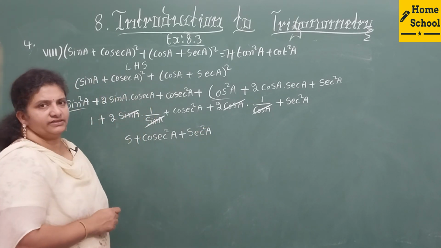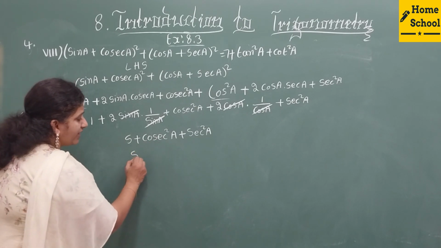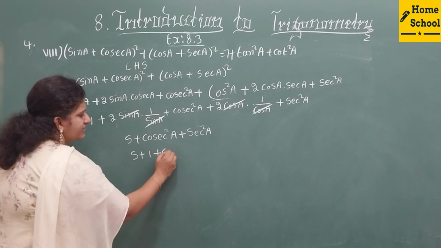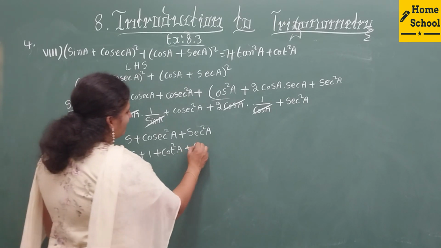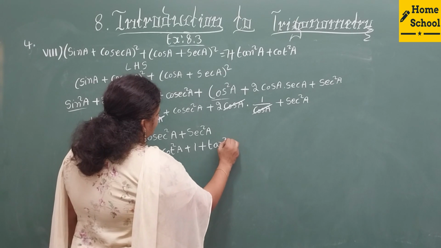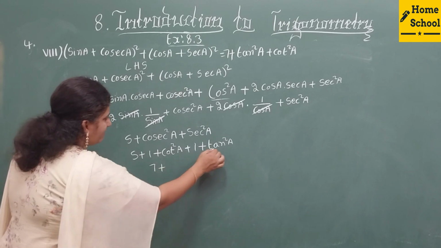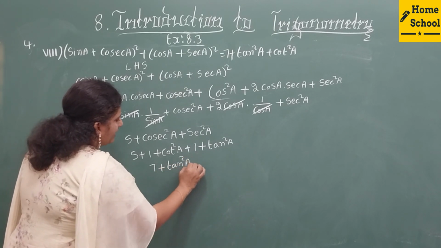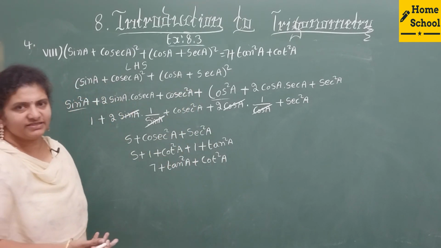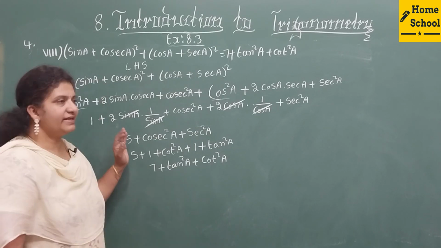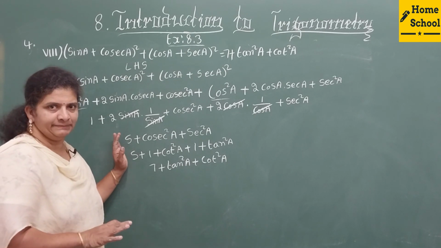I didn't get the RHS, so something I need to do. Do you remember the identities? What is cosecant square A? That is 1 plus cot square A. And what is secant square A? 1 plus tan square A. Now 5 plus 1 is 6, 6 plus 1 is 7. 7 plus tan square A plus cot square A. That's it. LHS is equal to RHS. Rewrite the question. Hence it is proved. This problem is very important. This question arrived in your model question paper also this year.